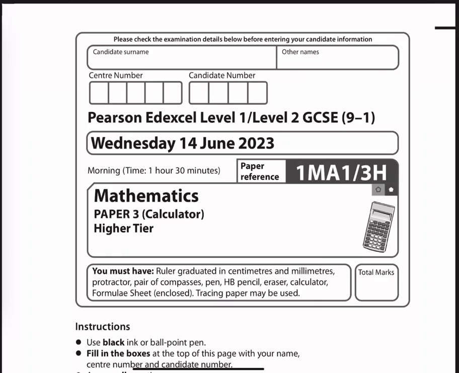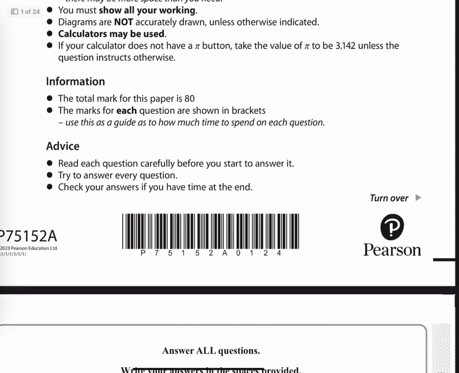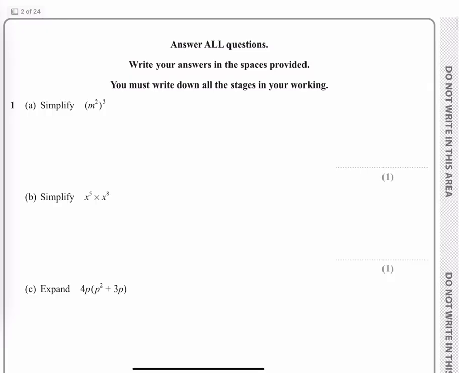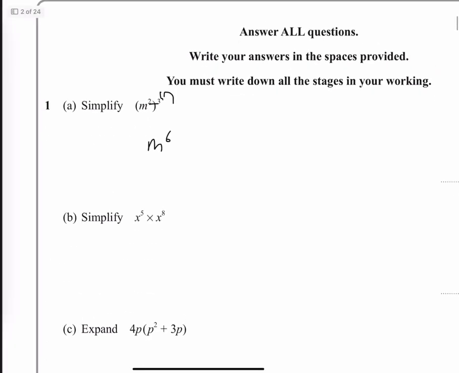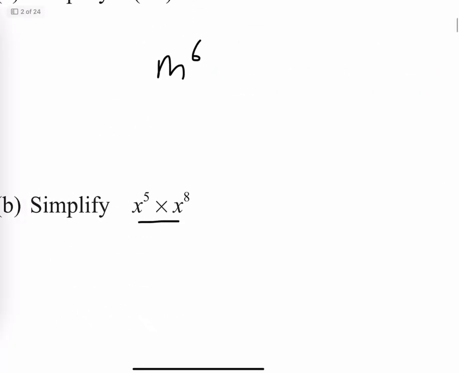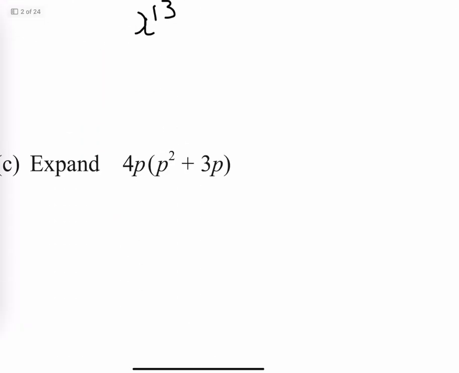Alright, June 2023, Paper 3, GCSE Maths. Let's get going. Simplify this. Well, this is outside the bracket, which means we times them together, so we get m to the 6. This is just a simple multiplication, so we add powers to get x to the 13. That would be 4p cubed plus 12p squared.